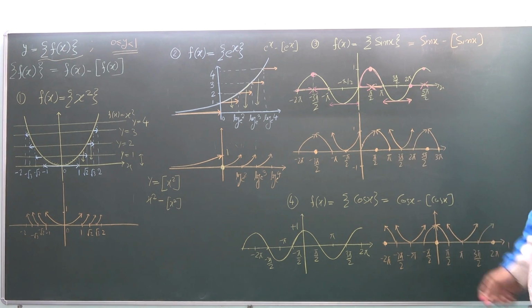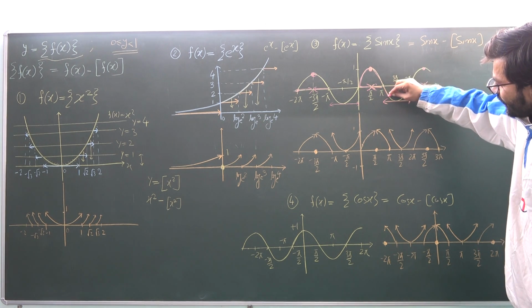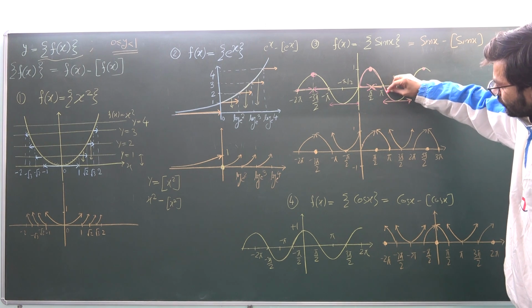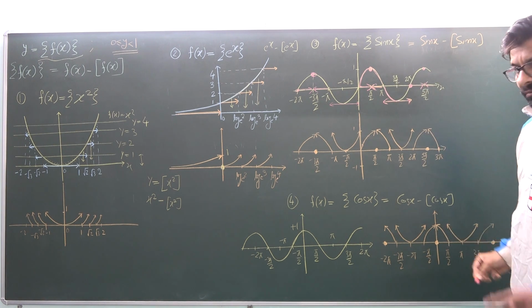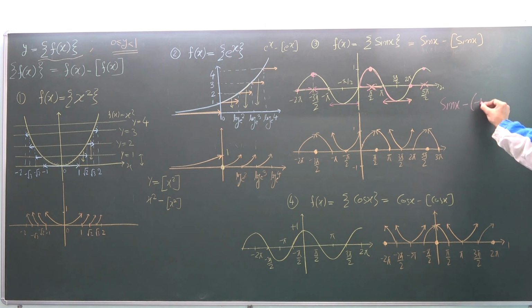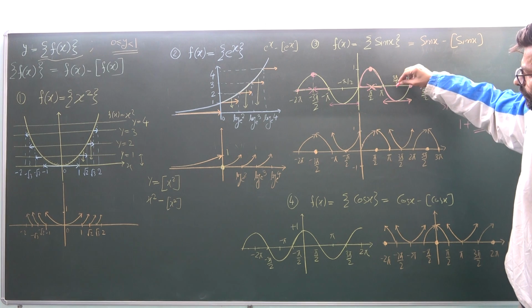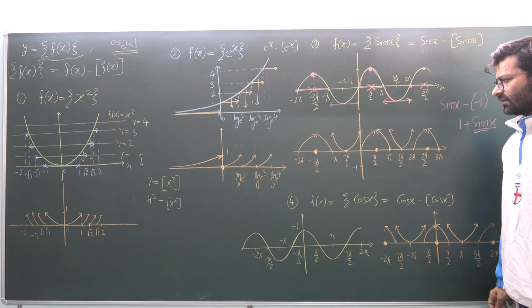Okay, now this is interesting. Between pi to 3 pi by 2, greatest integer is minus 1, which means we subtract minus 1 from this part. Subtract minus 1 from sin x, which means 1 plus sin x. So we will be moving sin x by distance 1 in positive direction. So move this part, this one will reach here, this will reach here. Exactly, this is the situation.